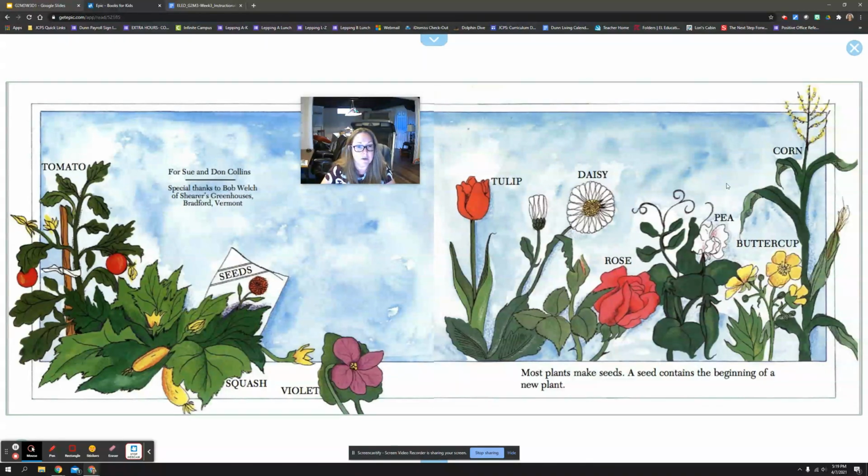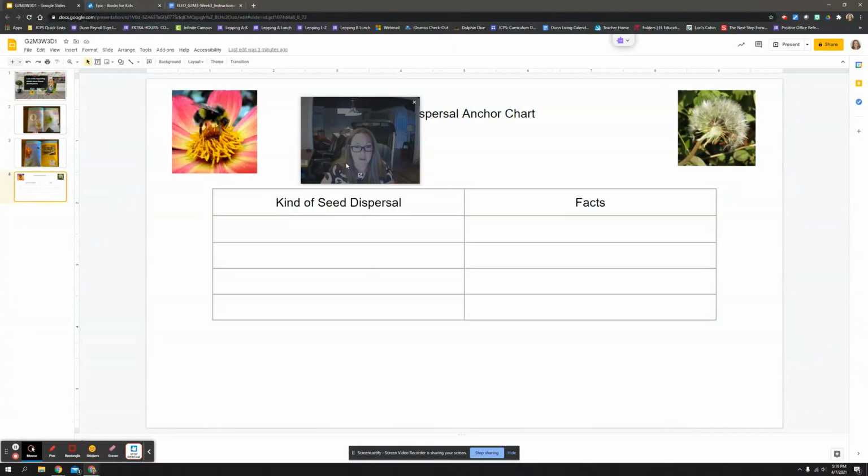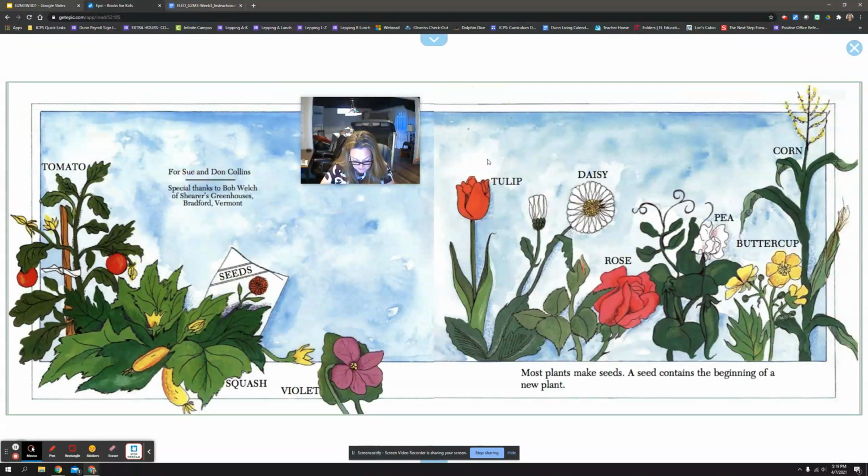All right. So I have started an anchor chart for us. I'm going to show you, and then I'm going to come right back right here where we're going to learn about the kinds of seed dispersal and some facts. So as we read and learn, I'm going to be coming back here and recording some information. So we'll have it.